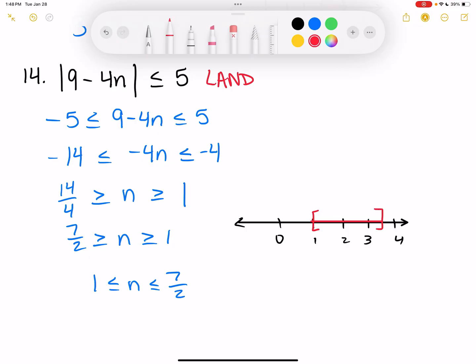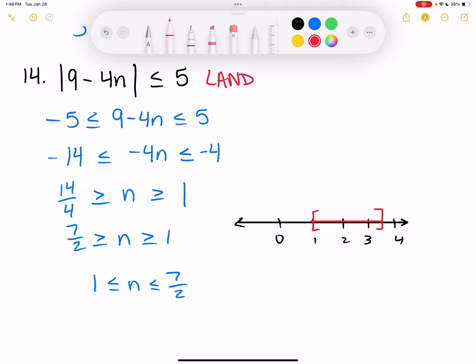Then 14 over 4 needs to reduce to 7 over 2, which you could have done right away when you did 14 divided by 4. I just wrote it out step by step so we could see it. So we had 7 over 2 is greater than or equal to n is greater than or equal to 1. But as was pointed out, that's not in numerical order, so I need to flip it. So 1 less than or equal to n less than or equal to 7 over 2. And then I graphed it there at 1 and at 3.5, and I colored it in the middle.